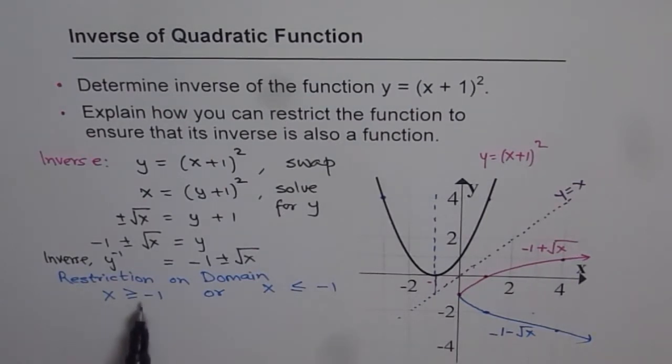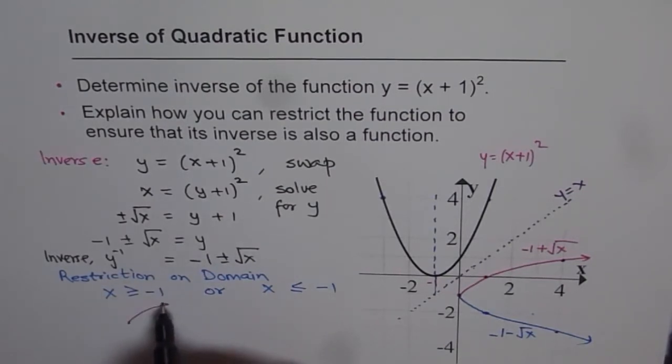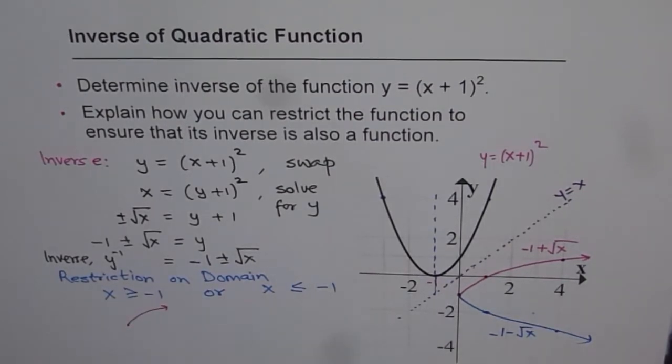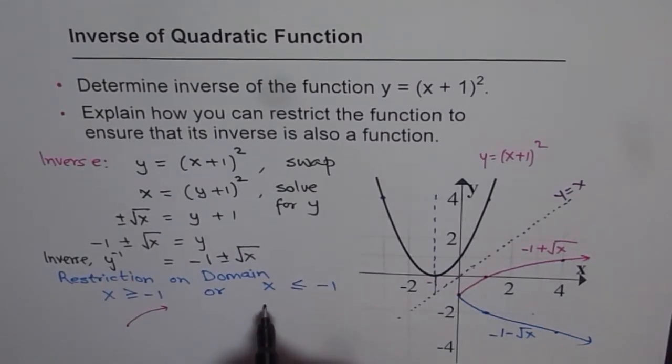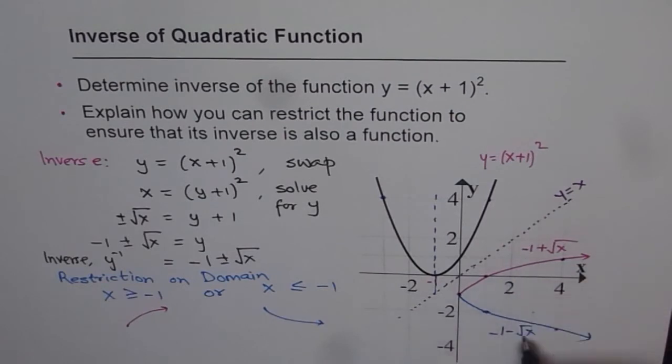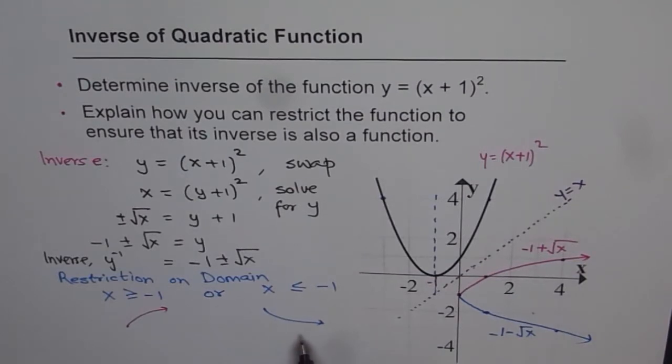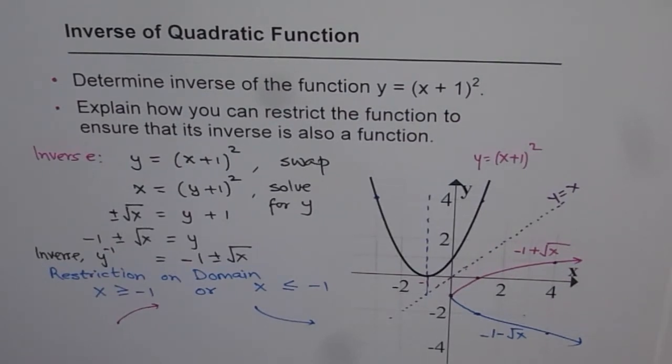So if we consider x greater than or equal to minus 1, what do we get? We get the upper half of the graph, right? So in this case, we only get the upper half of the graph. And in this case, we get the lower half of the graph, correct? And both individually will be functions, since a vertical line drawn here will not cross both of them, because we are considering only one half of the inverse. You get the idea. So that is how we could restrict the domain and ensure that the inverse of the function is also a function.